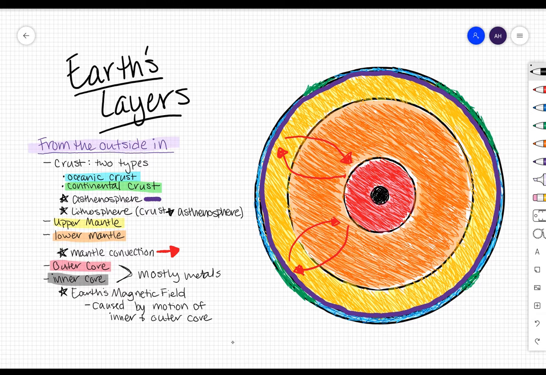And that mantle convection is represented by those red arrows on our diagram. And then the next layer down is the outer core. The outer core is still liquid, but it's not as liquid as the mantle. And then we get to the inner core, that is a solid layer. Okay? And the movement of the outer core and the inner core, since they're mostly made out of metal, is what causes Earth's magnetic field. And that's it.